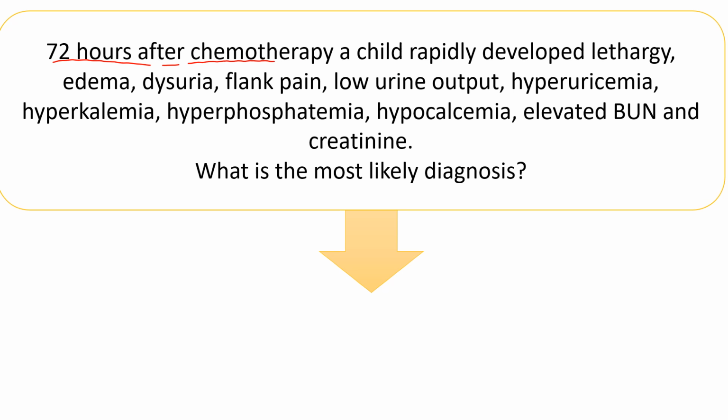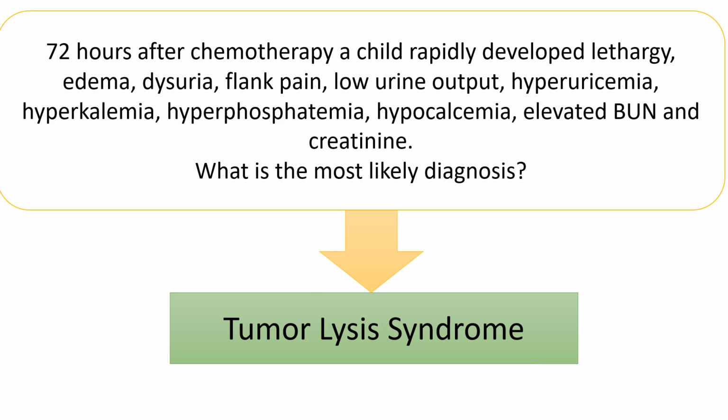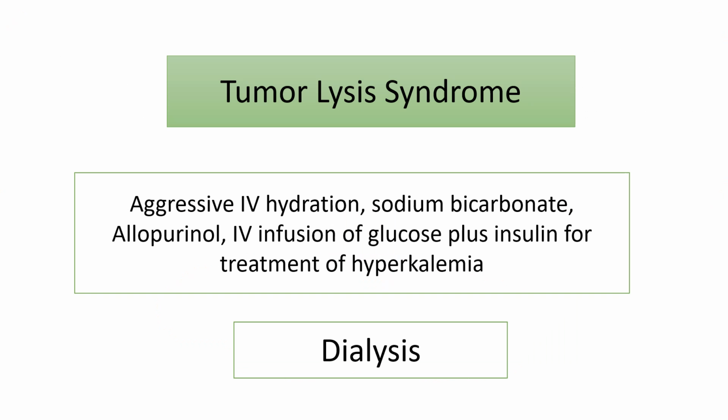72 hours after chemotherapy, a child rapidly developed lethargy, edema, dysuria, flank pain, low urine output, hyperuricemia, hyperkalemia, hyperphosphatemia, hypocalcemia, and elevated BUN and creatinine. What is the most likely diagnosis? Tumor lysis syndrome. Treatment of tumor lysis syndrome: aggressive IV hydration, sodium bicarbonate, allopurinol, and IV infusion of glucose plus insulin for treatment of hyperkalemia. If these therapies fail, the next step is dialysis.